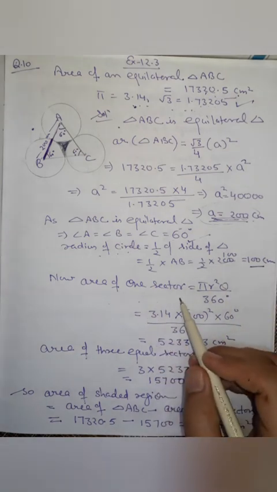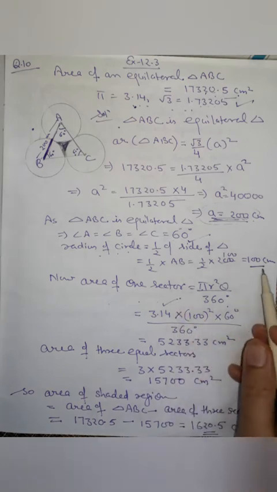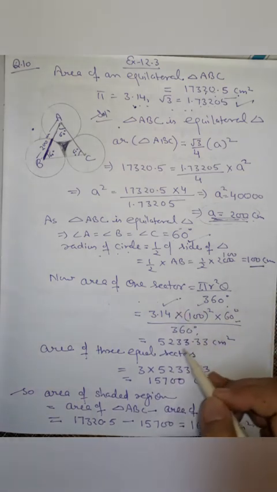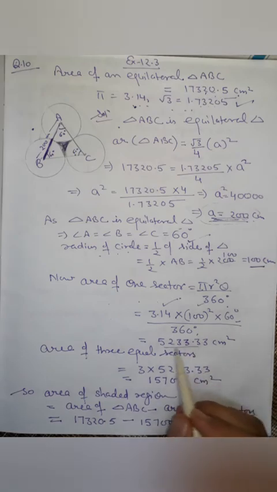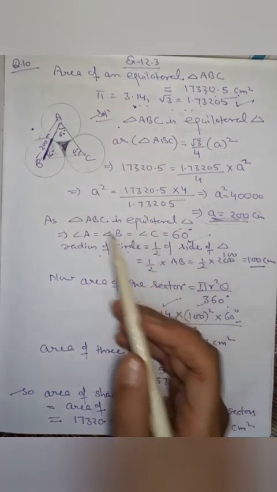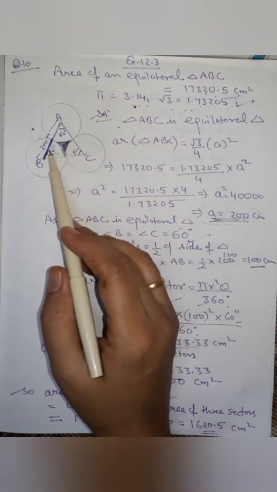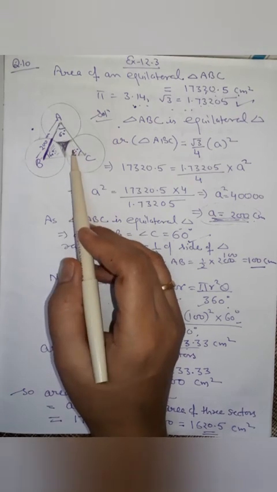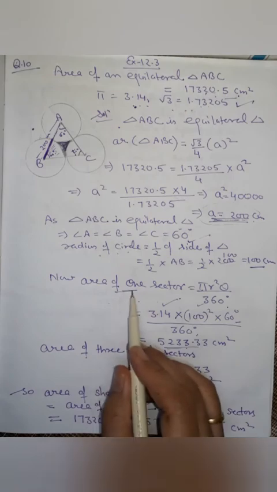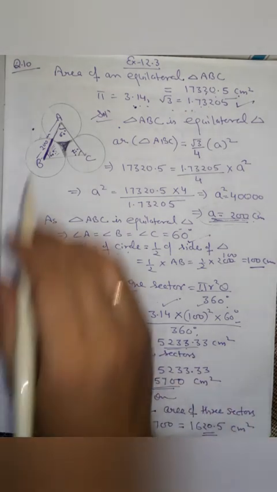Now the area of one sector is pi r square theta upon 360. We know pi, we know r is 100, and theta is 60 degrees upon 360. This is the area of one sector, meaning only this sector. And to get the area of this shaded portion, we want the areas of all three sectors. So one sector area is known, and we will multiply it by 3 to get the area of 3 equal sectors.